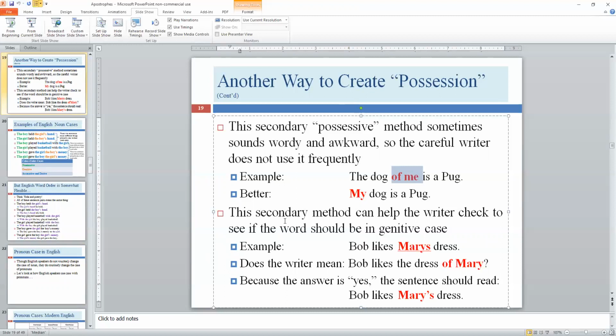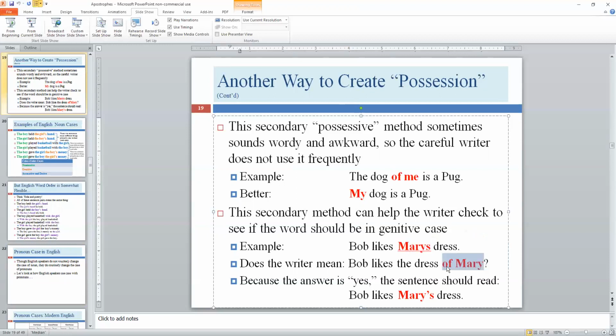Let's look at another sentence to see how this works. Let's say that we are proofreading someone's work and we see this sentence written. Bob likes Mary's dress. We don't know right now whether we need to add an apostrophe here or not. In other words, we don't know whether Mary's is in the genitive case or not, whether it should be in the genitive case or not. So the question is, does the writer mean Bob likes the dress of Mary?